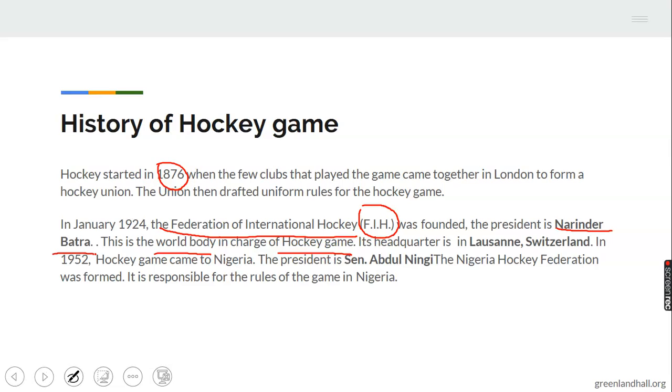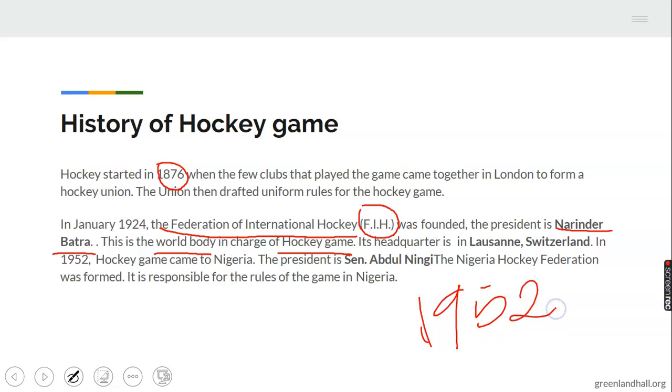Now, they have the headquarters in Lausanne. That's in Switzerland. The headquarters of that FIH. FIH stands for Federation of International Hockey. They have their headquarters in Lausanne, Switzerland. Now, in 1952, hockey game came to Nigeria. When did it come to Nigeria?